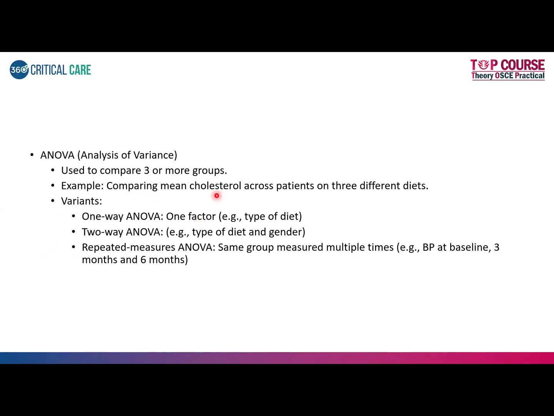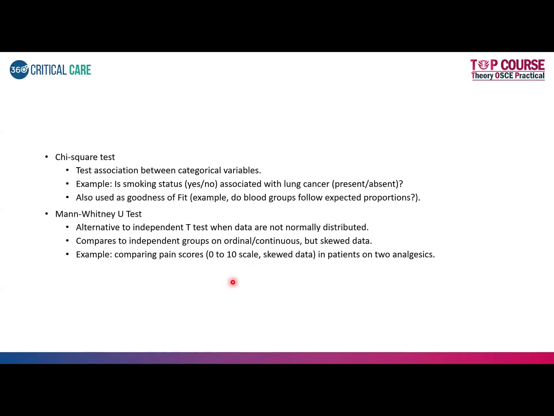For one factor, you will use one-way ANOVA. For different types of diet, if you are adding gender, then you use a two-way ANOVA test. And if you are measuring the same group multiple times, then you use a repeated measures ANOVA test. The chi-square test tests the association between categorical variables. This is a non-parametric test and you use it for categorical variables, for example whether smoking status, present or absent, is associated with lung cancer, present or absent. In fitness tests and blood groups also you can use it.